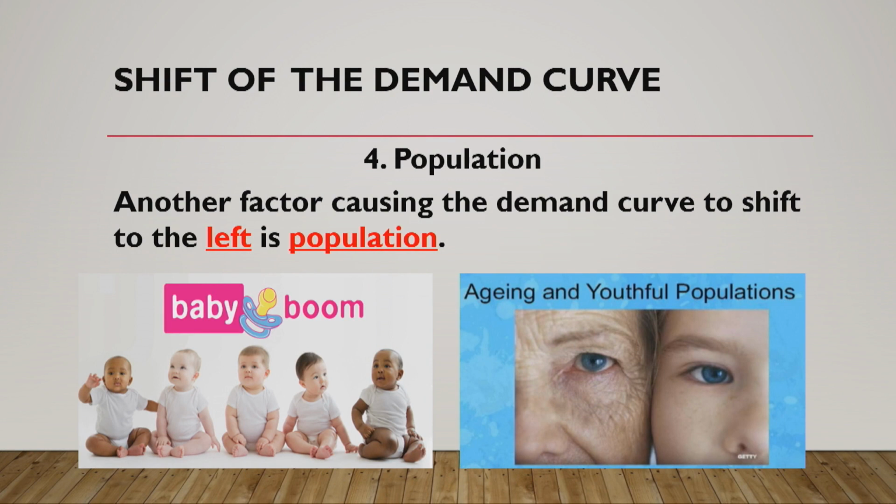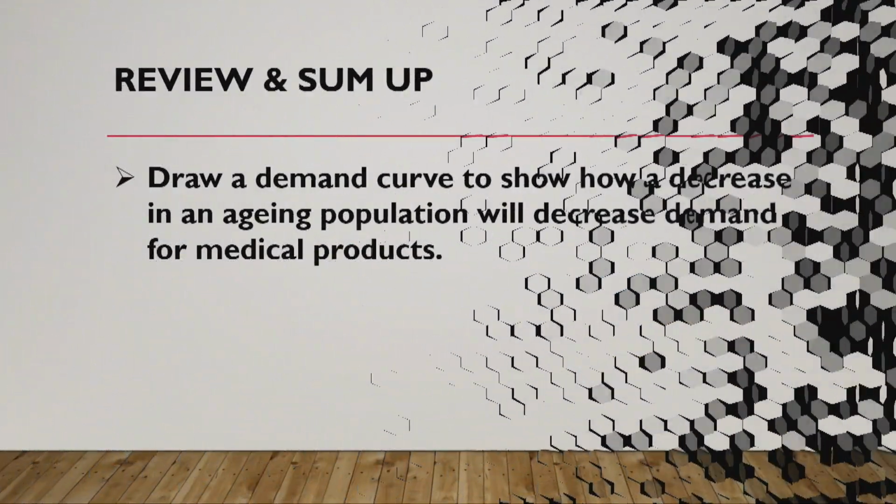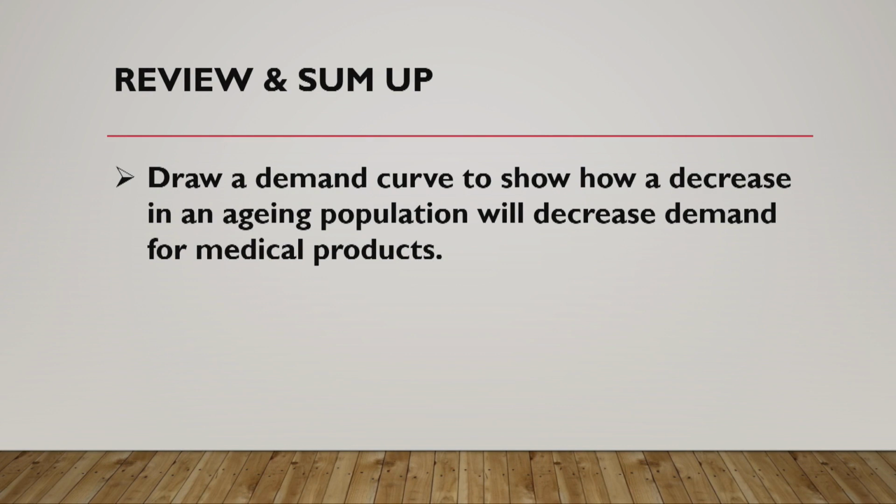Population. Another factor causing the demand curve to shift to the left is population. Some goods will be demanded by certain population rather than others. Review and sum up. Draw a demand curve to show how a decrease in an aging population will decrease demand for medical products.